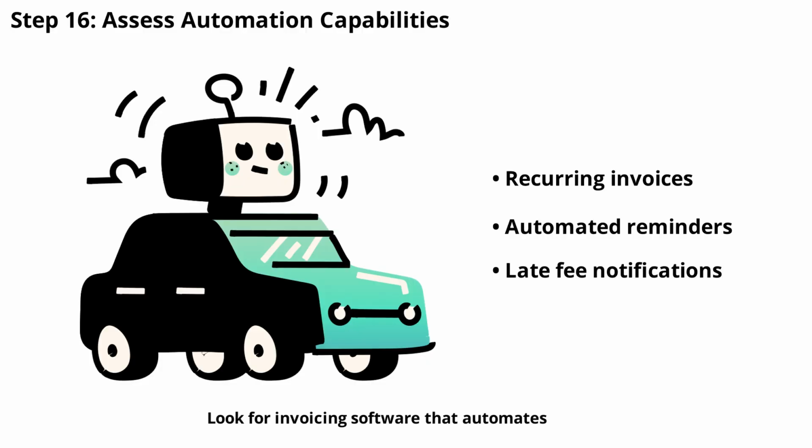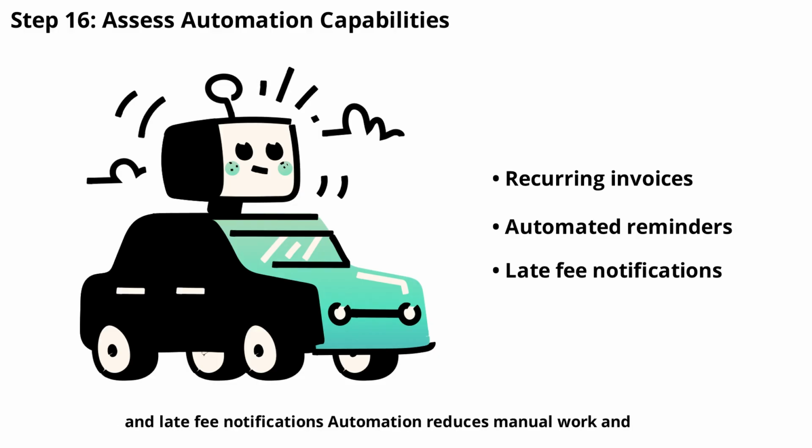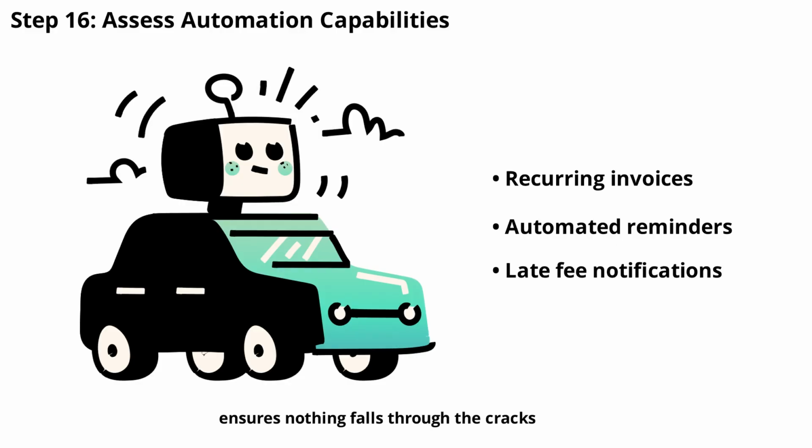Automation can save your agency a lot of time. Look for invoicing software that automates repetitive tasks like sending recurring invoices, payment reminders, and late fee notifications. Automation reduces manual work and ensures nothing falls through the cracks, helping you maintain a steady cash flow.